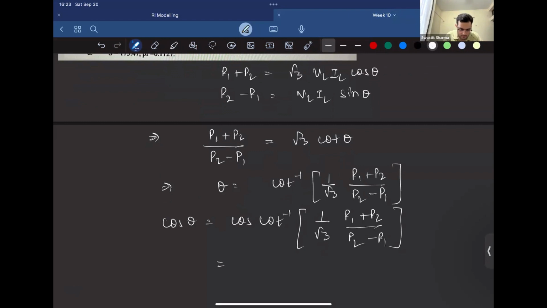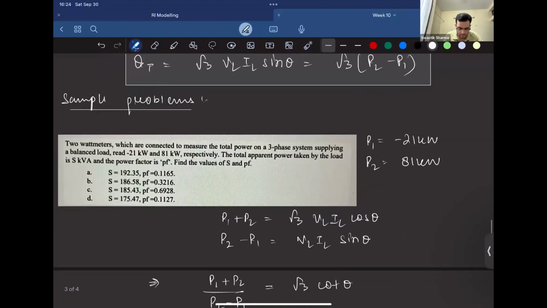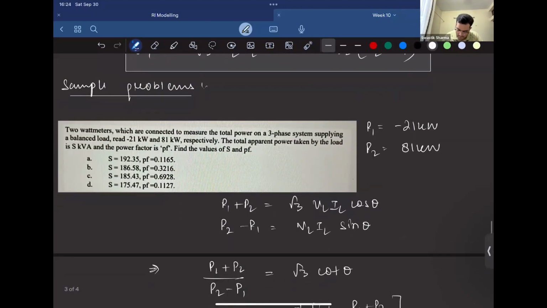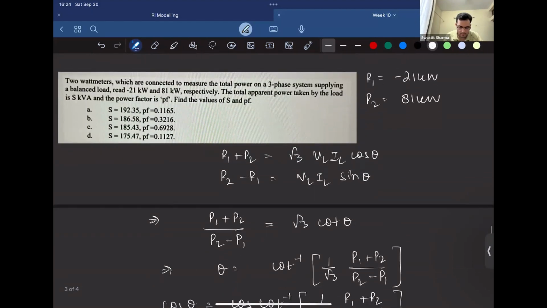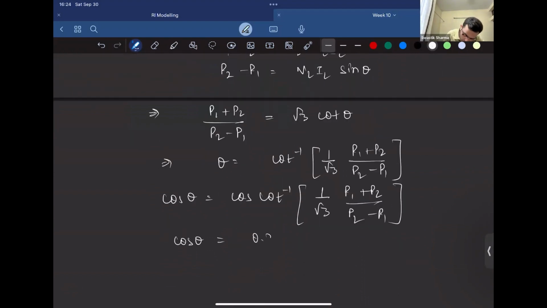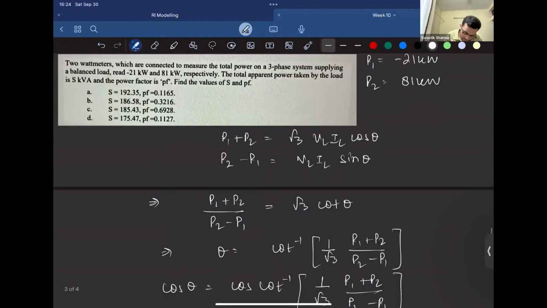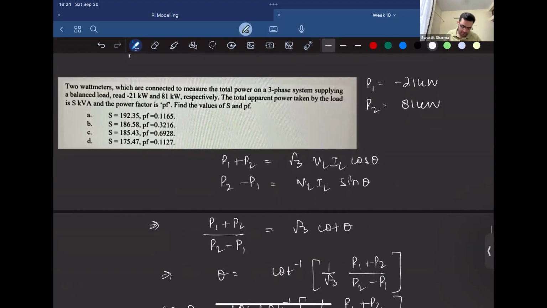You can also do it on your calculators. P2 was 81. So cos theta came out to be 0.3216. So we got the power factor, and there's only one option, B. So B is the correct answer.